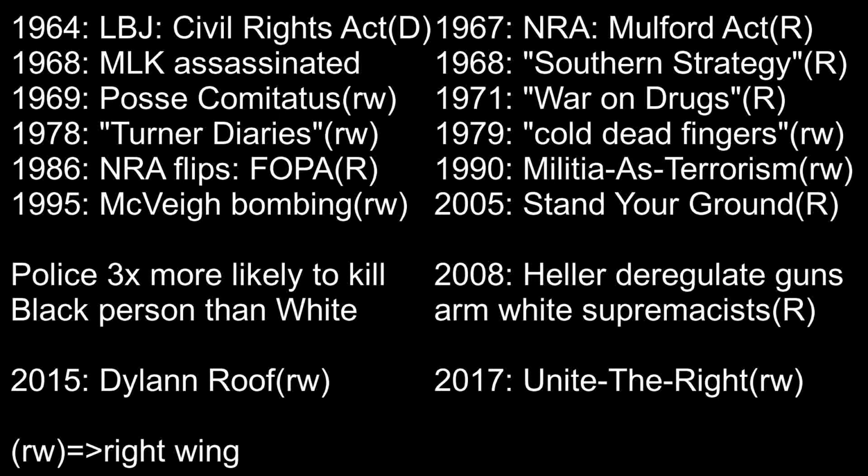The police are more than 3 times more likely to kill a black person than white. 2008, Heller ruling moves to arm militia and terrorism extremists. 2015, Dylan Roof commits mass murder of blacks. Police get him Burger King. 2017, Unite the Right defends statues of traitors with vehicular homicide. If you don't see the pattern, allow me to spell it out for you, it's the racism, stupid. If you still don't see the pattern, it's because you refuse to see it.